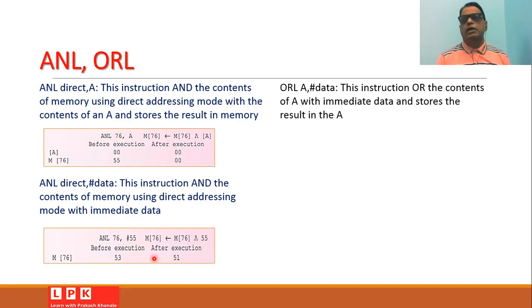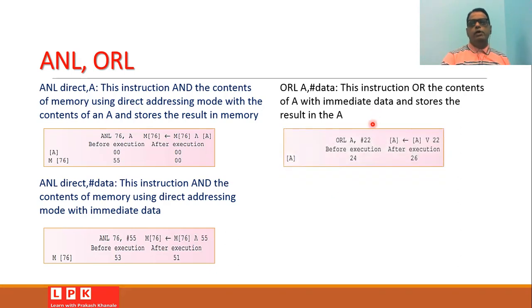Another logic operation that is frequently needed is the OR logic operation, and this instruction is written as ORL. When we write ORL A comma hash data, then the content of accumulator is ORed with the immediate data that is provided in the instruction, and the result is stored in the accumulator itself. So during the OR operation, if any one of the bits is 1, then the result is 1, and if both the bits are 1, then also the result is 1.